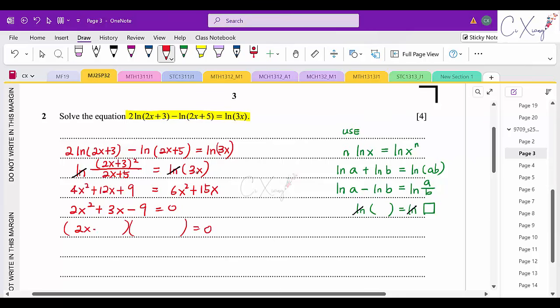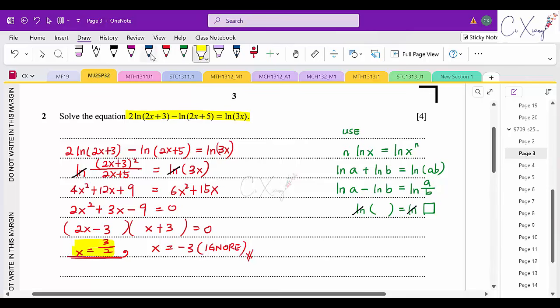We are having 2x minus 3, then x plus 3. So x equals to 3 over 2, and also x equals to negative 3. But for this negative 3 value, we have to ignore it as the final answer. Do you know why? Why do we need to ignore this and accept only the answer x equals to 3 over 2?